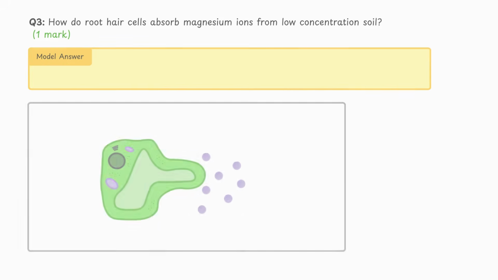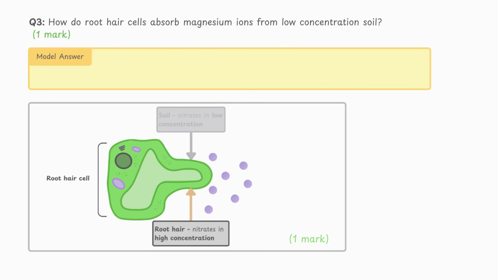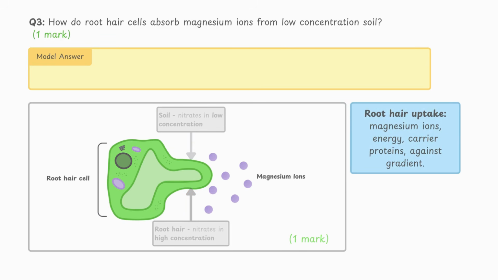For question 3, how do root hair cells absorb magnesium ions from low concentration soil? This image shows a root hair cell surrounded by soil with a low concentration of mineral ions. Inside the root hair cell, the concentration of magnesium ions is higher. The arrows show magnesium ions moving from the soil into the root hair cell against the concentration gradient. ATP is used to provide energy for this process. Carrier proteins in the cell membrane help transport the ions into the cell. This allows the plant to absorb essential minerals even when they are scarce in the soil.